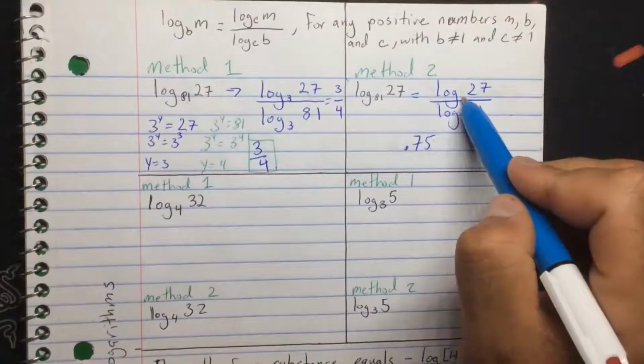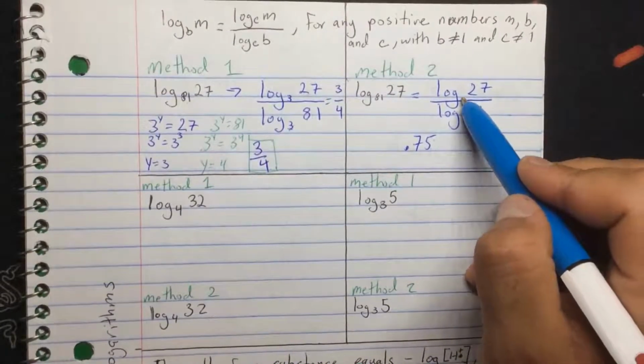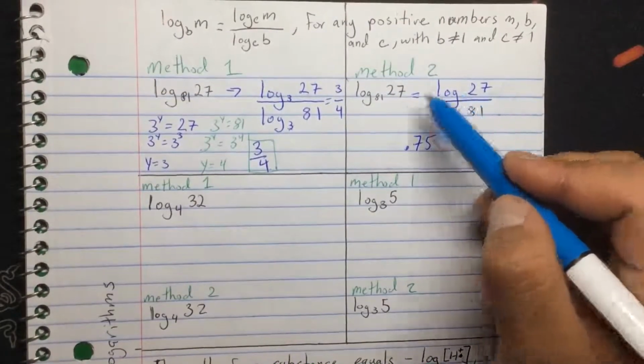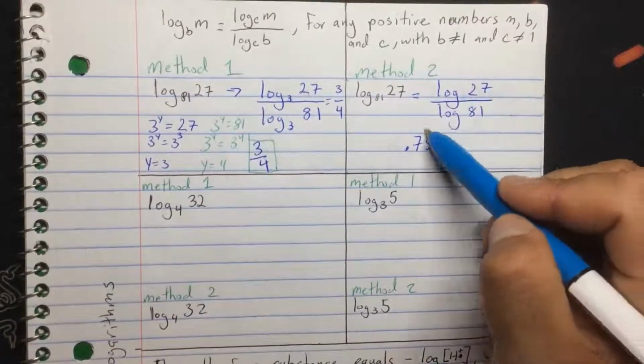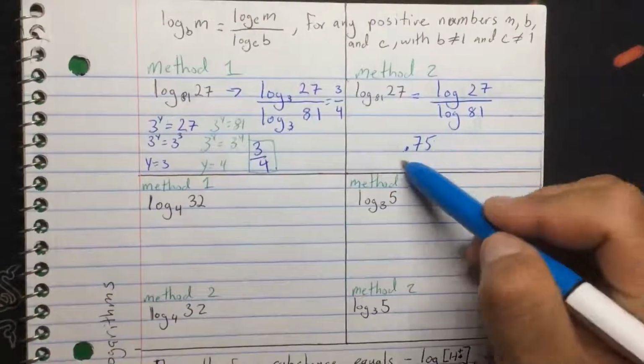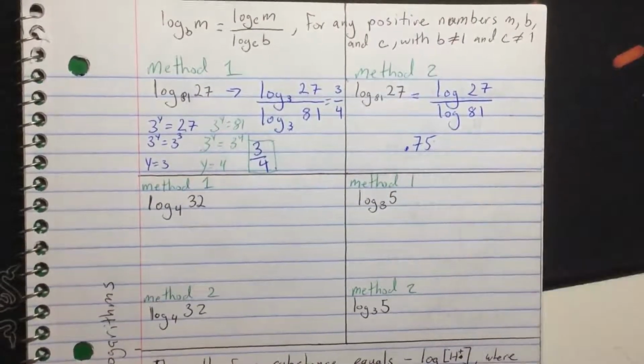If you wanted to use log base 3, 4, 7, 21, 400, it didn't matter. Because of the way this works, it's always going to be a ratio of 3/4 or 0.75 for this one.